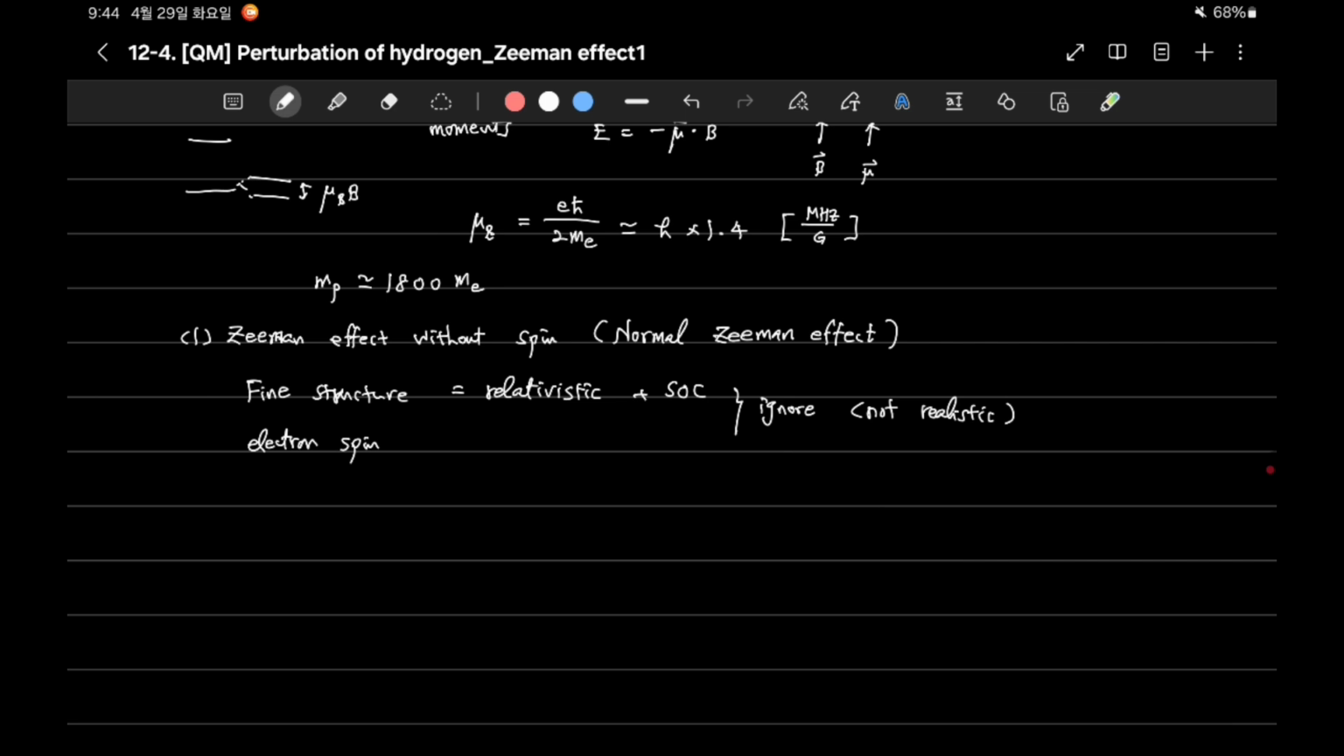However, even though it is not a realistic case, we should know the basic notion, the basic idea of the Zeeman effect. Here we apply the magnetic field along the z direction; basically the z direction can be selected as the magnetic field direction. So in this case, the electron magnetic moment originates from the orbital motion, not spin, because we ignore the spin.